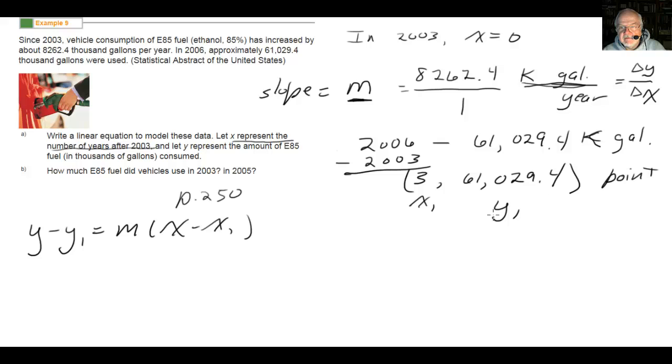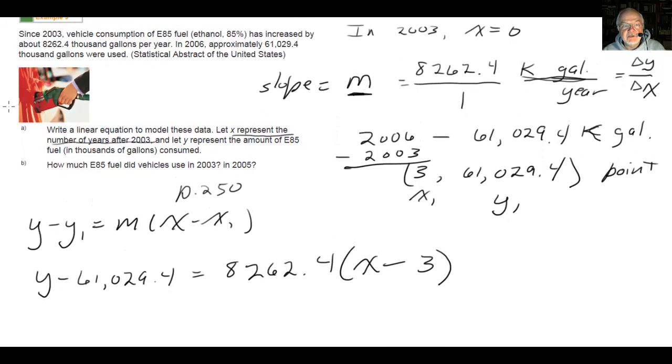So I have an x1, a y1, and an m. And you just plug in: y minus y1. What the heck is y1? y1 is 61,029.4. M is 8,262.4, times the quantity x minus x1. Well, x1 is just 3.